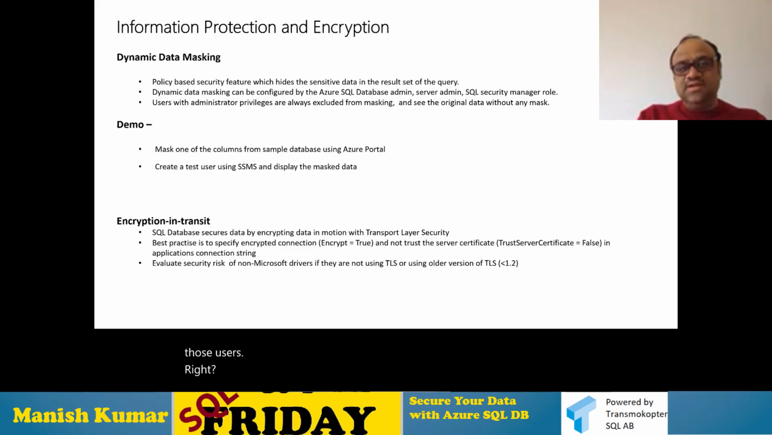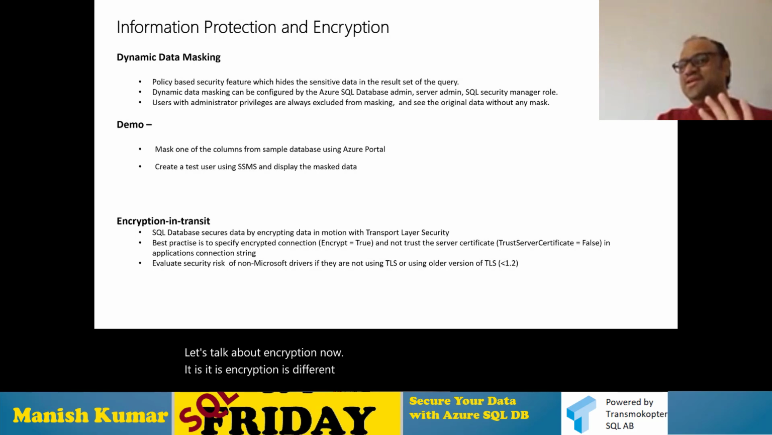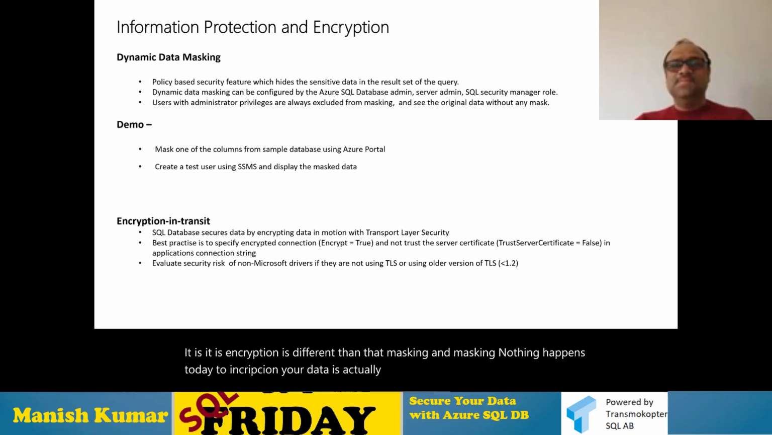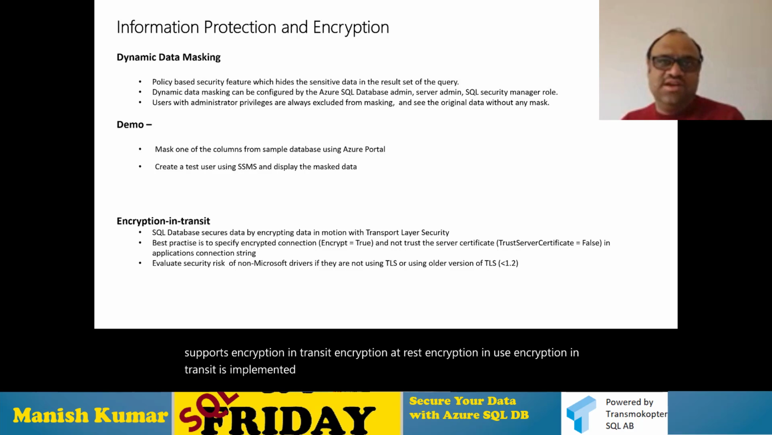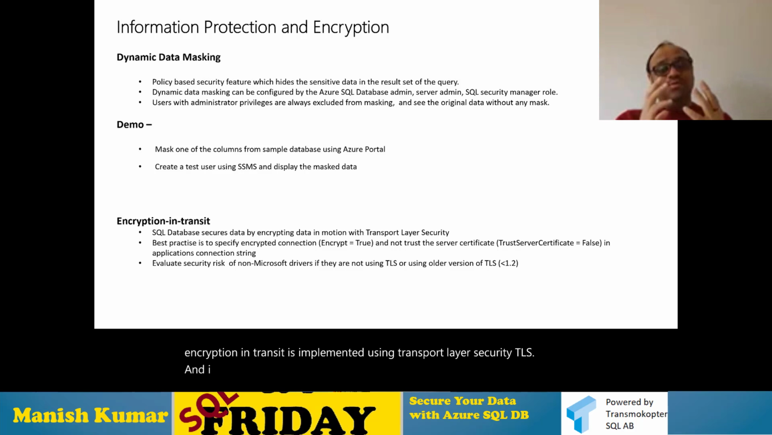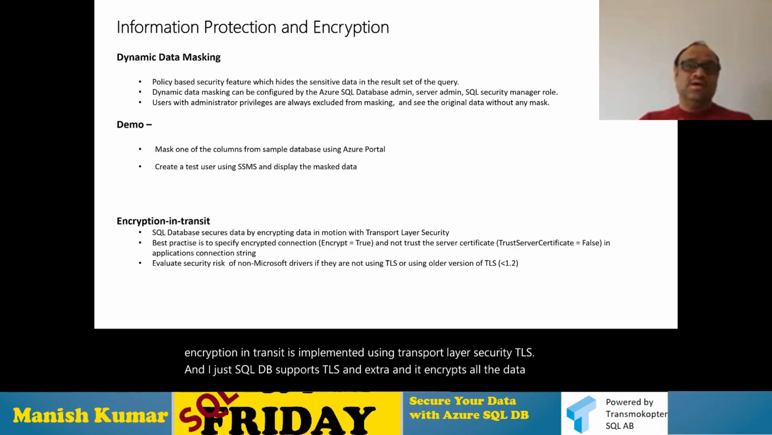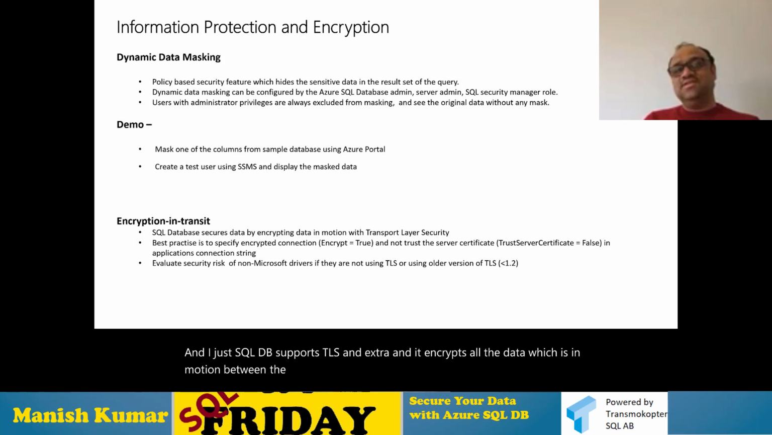Let's talk about encryption now. Encryption is different from masking. In masking, nothing happens to your data. In encryption, your data is actually encrypted. Azure SQL DB supports encryption in transit, encryption at rest, and encryption in use. Encryption in transit is implemented using Transport Layer Security (TLS), and it encrypts all the data in motion between the database server and the client.